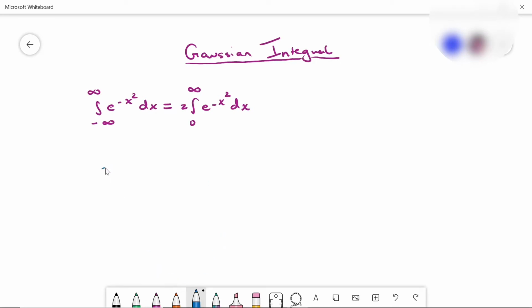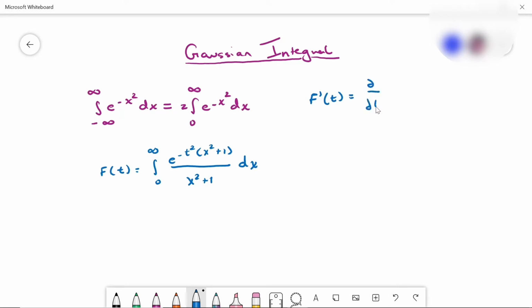Alright, so to begin with, let me define a function f of t. And I'm going to say that it's the integral from 0 to infinity of e to the minus t squared times x squared plus 1, all of that divided by x squared plus 1 dx. Alright, so now we're going to calculate the derivative of f of t. What is that going to be? Well, it's going to be the partial derivative with respect to t of the integral from 0 to infinity of e to the minus t squared times x squared plus 1, all divided by x squared plus 1 dx.